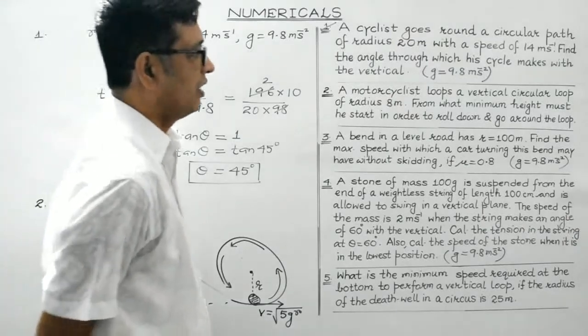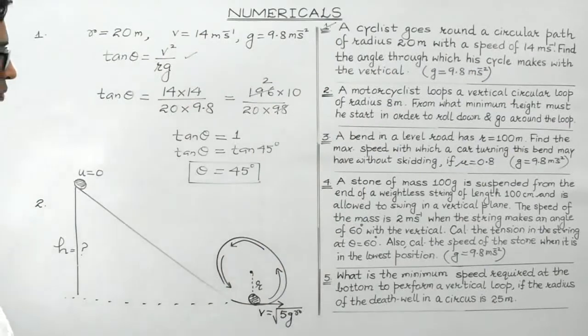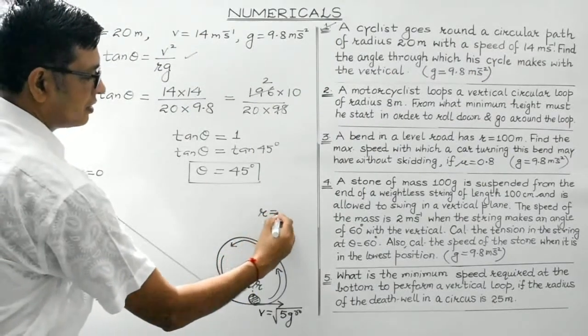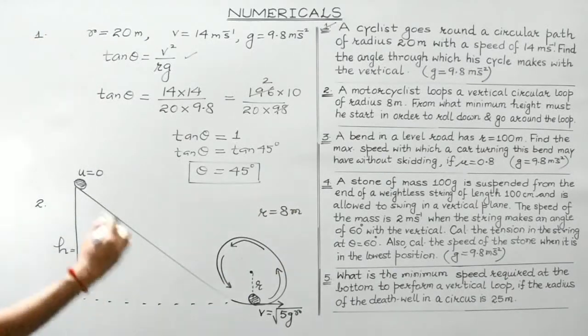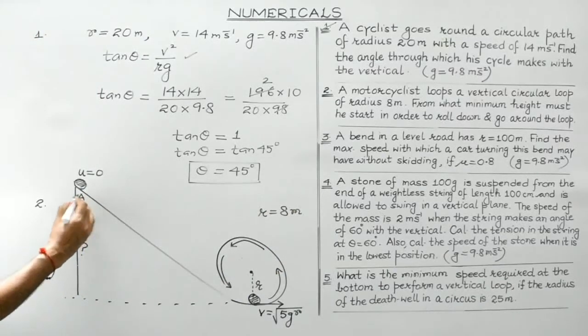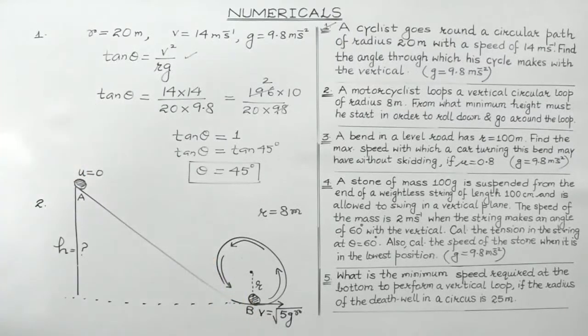So here in this case, we are supposed to get the value of h. Radius is already given, it's given to be 8 meter. So students, suppose this is point A, and let us consider this to be point B. It is at the bottom, right?